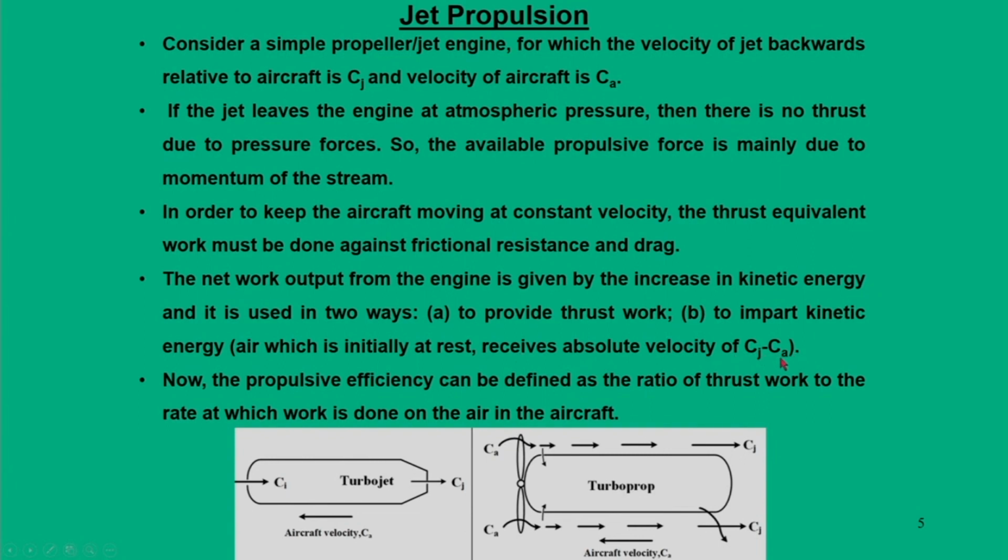Initially Ca was 0, but as the kinetic energy of the jet is imparted, the relative velocity between Ca and Cj keeps changing. So, in that sense we can define the propulsive efficiency, which we have already defined in our last class, by analyzing the entire thing as a propulsive duct.